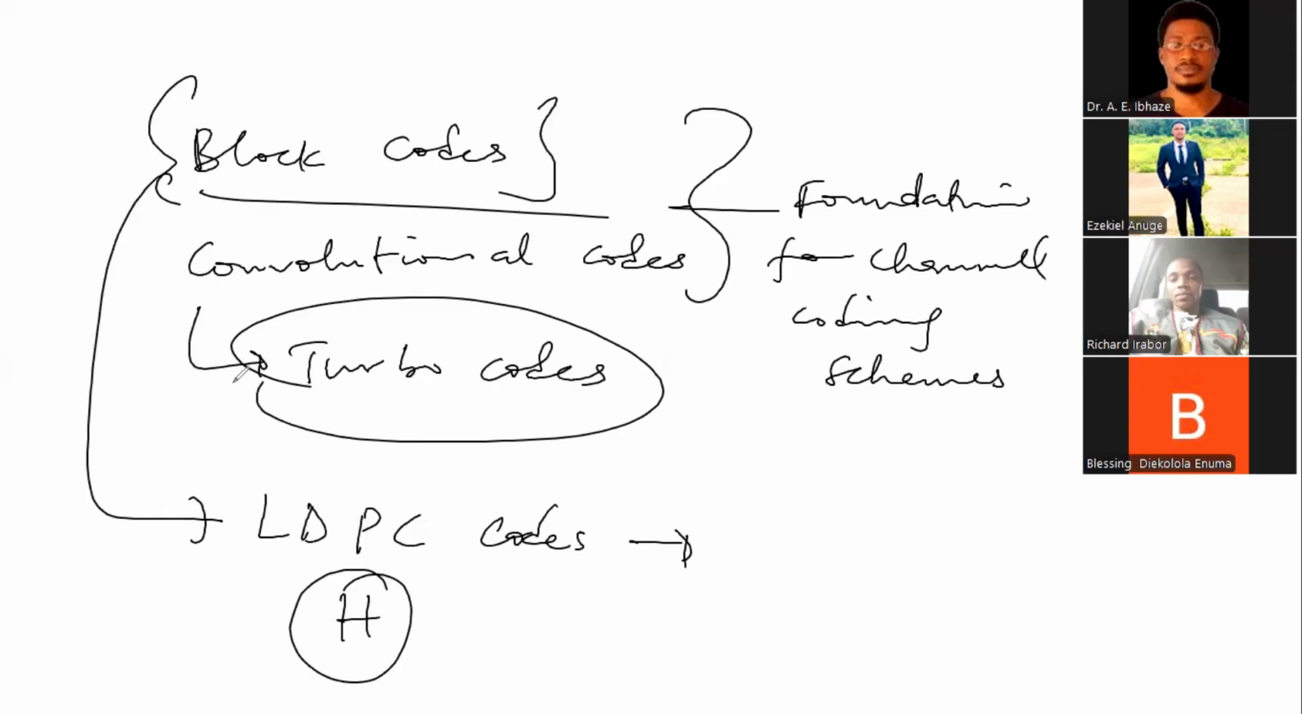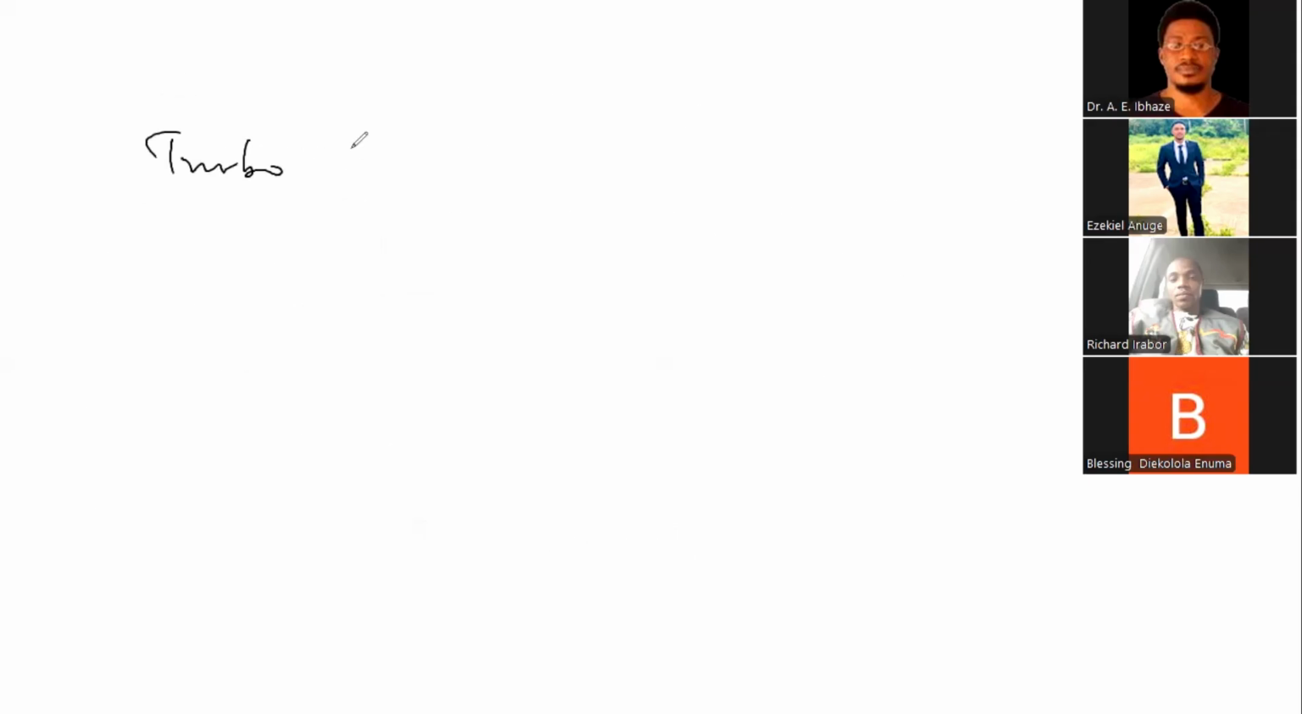Now that we know that the block codes and convolutional codes form the foundation or the basis for channel coding schemes, let's just talk briefly about turbo codes before we move on. Turbo codes. Now, like I already said, the turbo codes literally improve on the performance of the convolutional codes by using an interleaver. Now, when we say an interleaver, it's just a code scrambler.